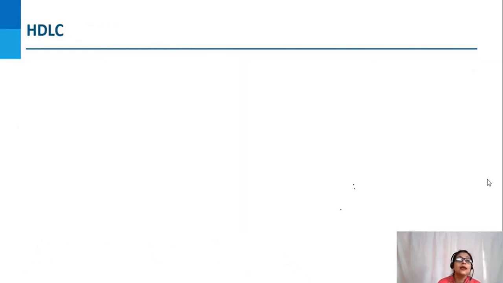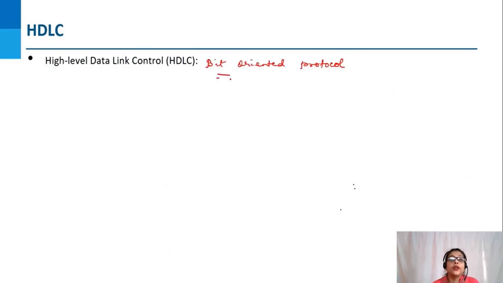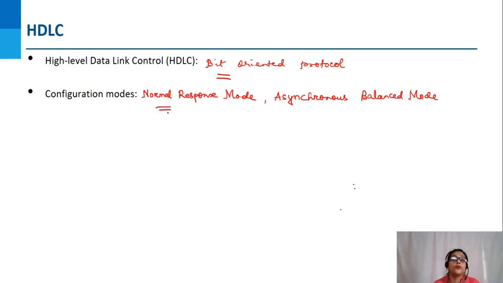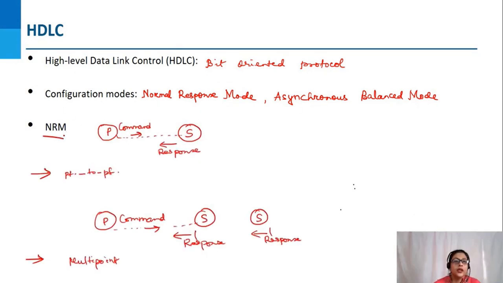Let us understand high level data link control. So this is the high level data link control protocol. It is basically a bit oriented protocol as compared to the byte oriented protocols which we have been learning so far. There are various configuration modes of HDLC. One is the normal response mode and the other one is the asynchronous balanced mode. Now this normal response mode is unbalanced in nature, because there can be one primary and a large number of secondaries to which it can be connected. So in normal response mode, there can be 2 types of configurations. One is for point to point and the other one is for multi-point.